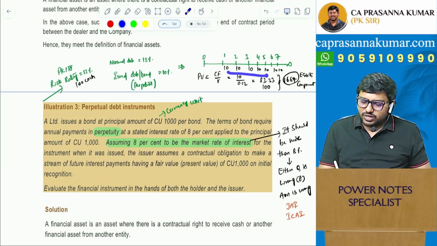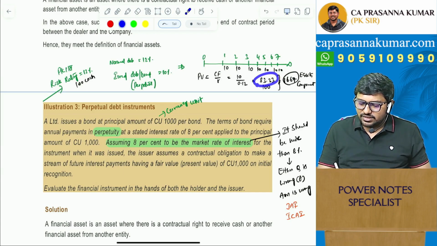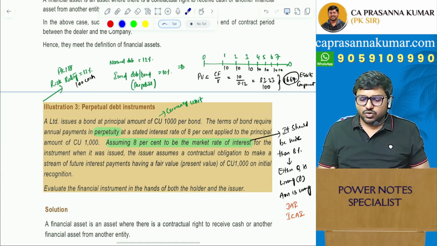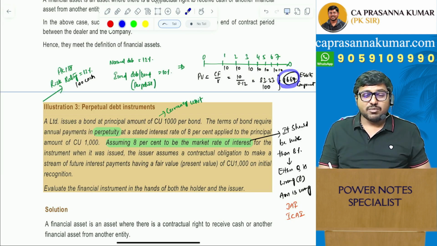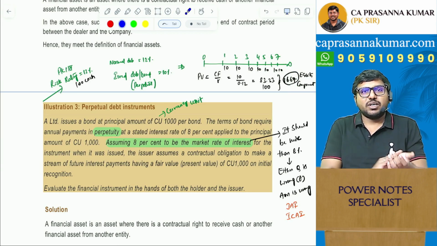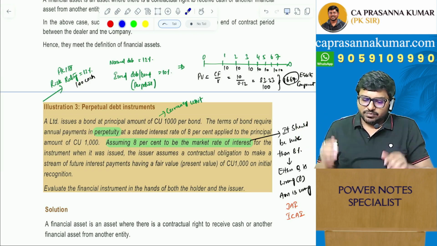Whereas if you take the interest and discount the interest, the discounted present value is only 83.33, whereas the value of the bond is 100. So where does the difference go? That difference, 16.67, is the value of the equity component. Now I can ask immediately, where the hell does the equity component come into the picture? Well, the answer is very simple.